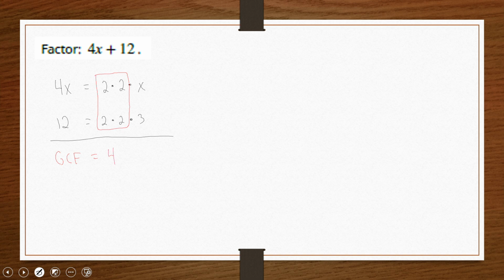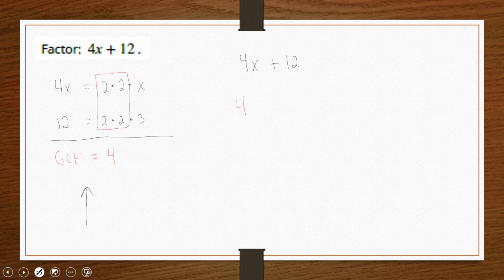This is where we try something new. We've given the original polynomial 4x plus 12, but we'd like to rewrite this polynomial in terms of the GCF times the remaining factors. And the reason this setup for the columns is so helpful is because I can pick out very clearly what the remaining factors are. They're the ones that have not been highlighted.